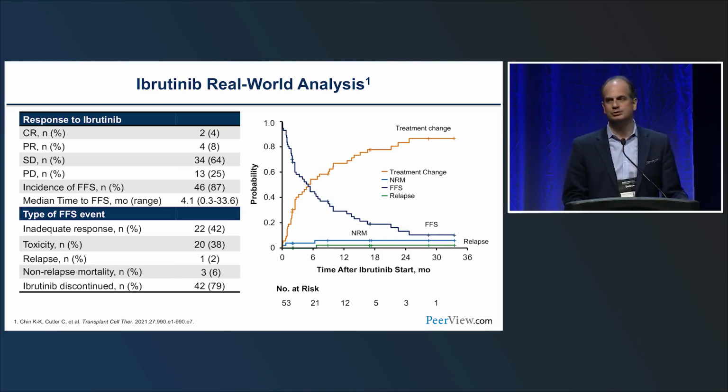It wasn't that they were losing their failure-free survival on the basis of mortality or relapse. It was really, unfortunately, on the basis of ineffective therapy. So ibrutinib, in certain scenarios, does appear to be effective in chronic graft versus host disease, but I do think it's important to evaluate the real-world performance of these agents that are tested in very narrow clinical trials.